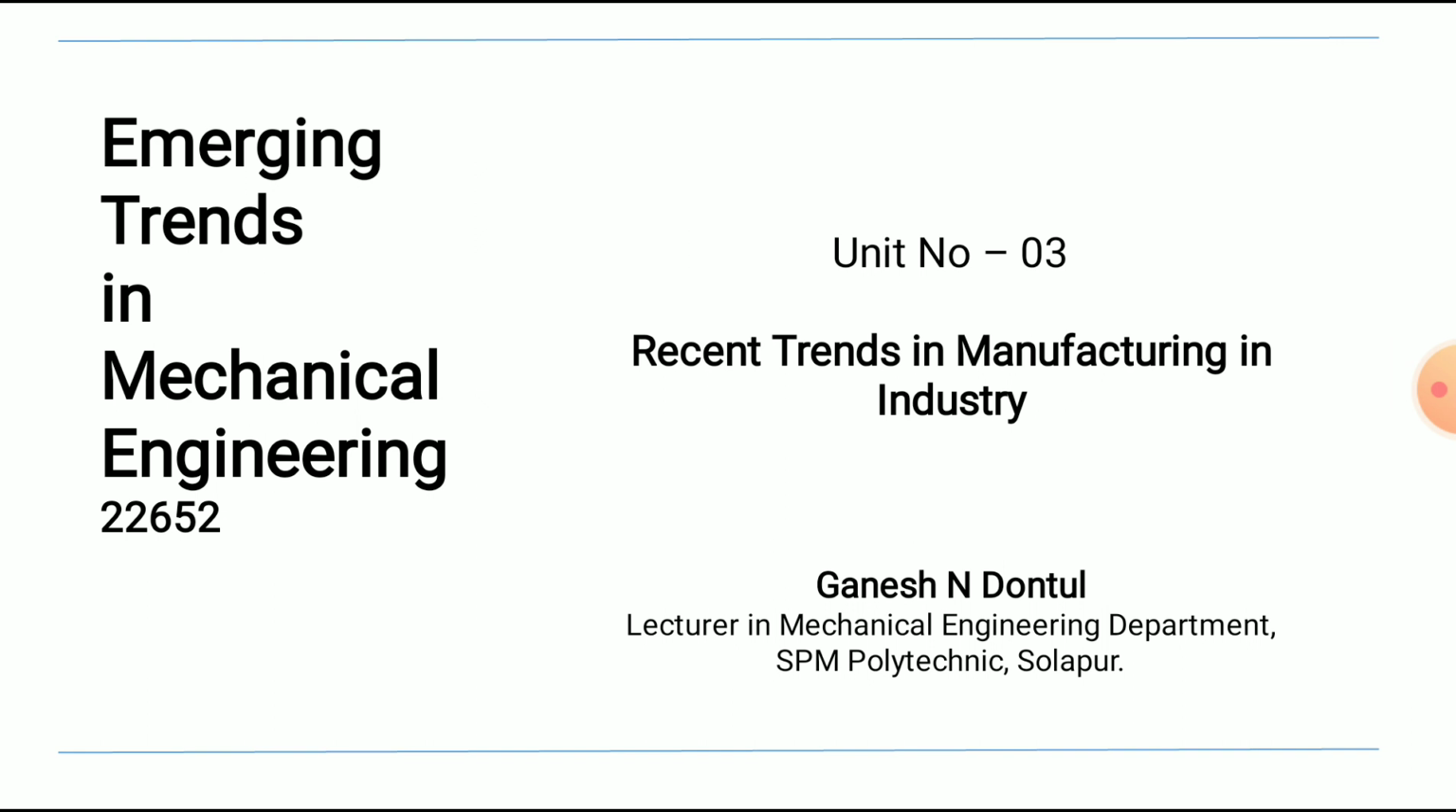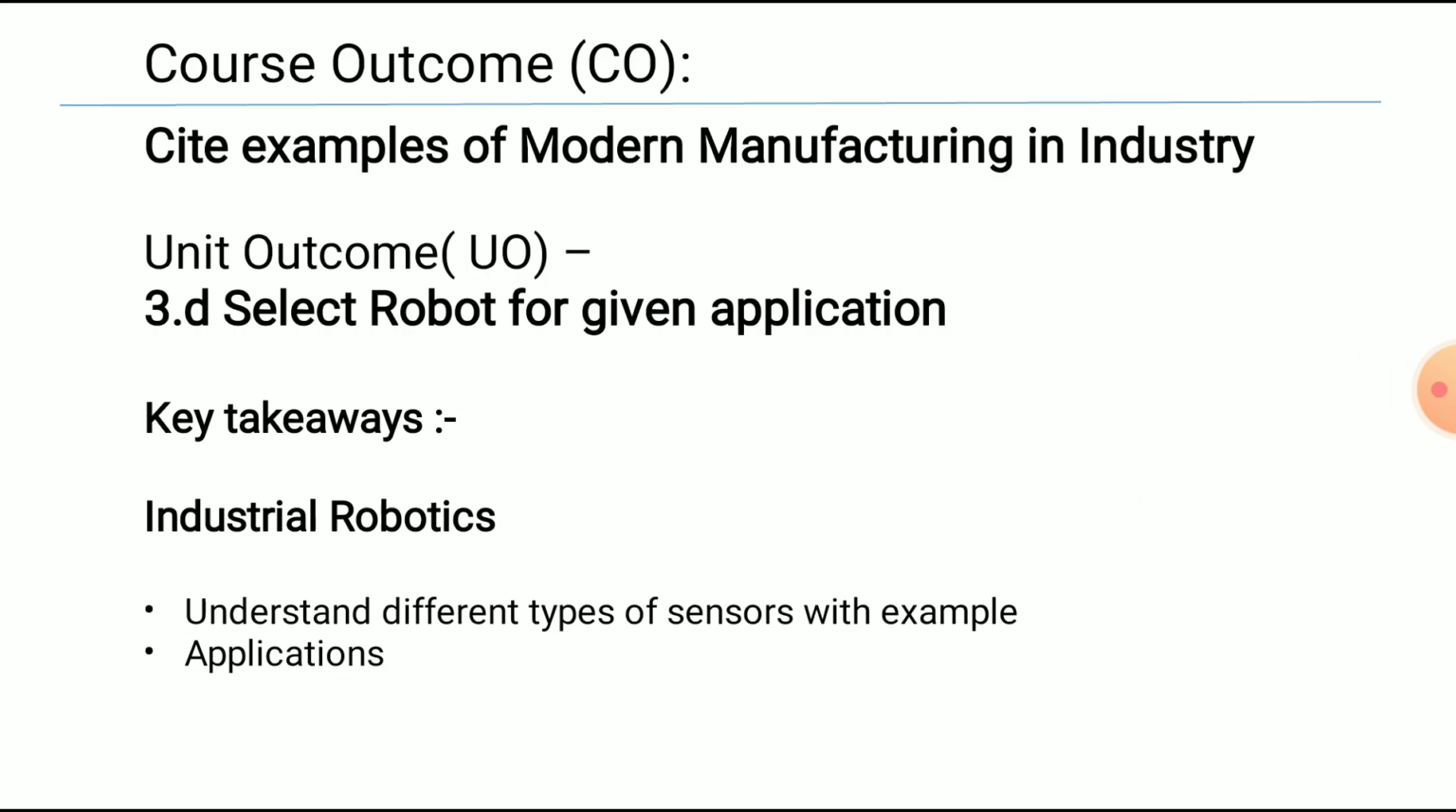We have already started a discussion on recent trends in the manufacturing industry. The course outcome related to this unit is to cite examples of modern manufacturing in industry. So today we are going to learn about the selection of robots for a given application. This is our unit outcome. In this, the key takeaway is to understand the different types of sensors with examples and their applications.